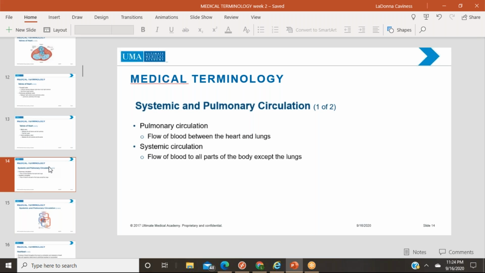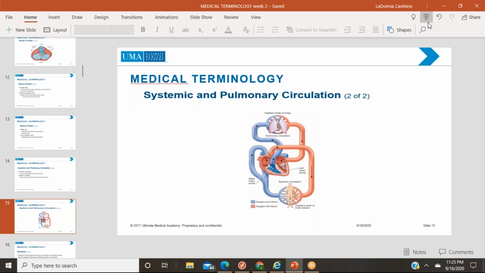Systemic and pulmonary circulation. Pulmonary circulation is the flow of blood between the heart and the lungs. Systemic circulation is the flow of blood to all parts of the body except for the lungs. And here's an image of the systemic and pulmonary circulation, how that works.